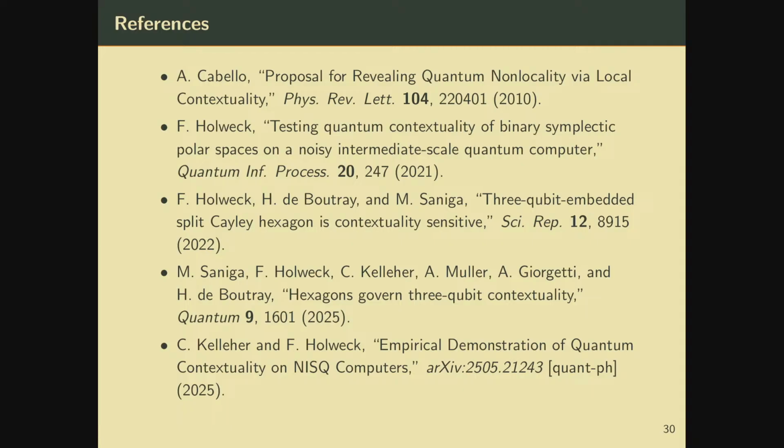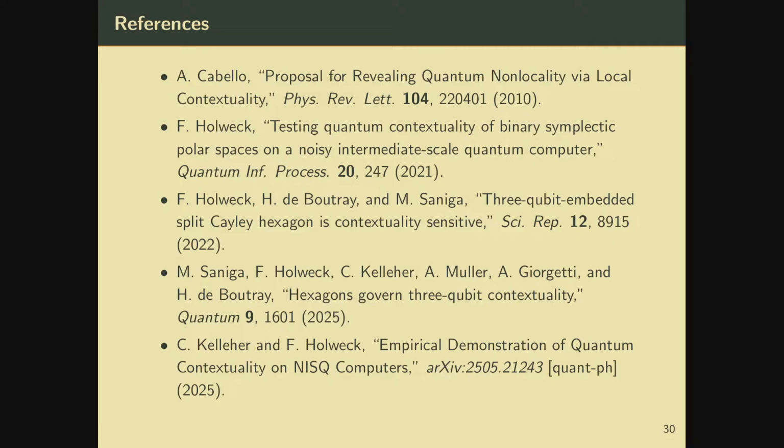Maybe just a few words about the references for this second part of the talk. This is a paper where Adam Cabello introduced this quantum contextuality inequality. This is a paper where I first implemented this test of quantum contextuality for the binary symplectic polar space. This is a paper with my former PhD student Henri de Boutray and my colleague Metod Saniga, where we proved that, at that time in 2022, we didn't have this notion of contextuality, but we proved that a certain configuration inside W(5,2) was contextual, and it was related to this split Cayley hexagon.